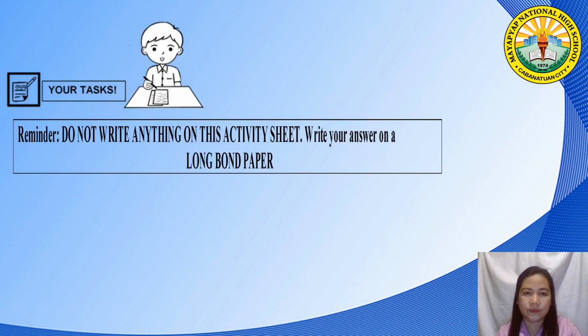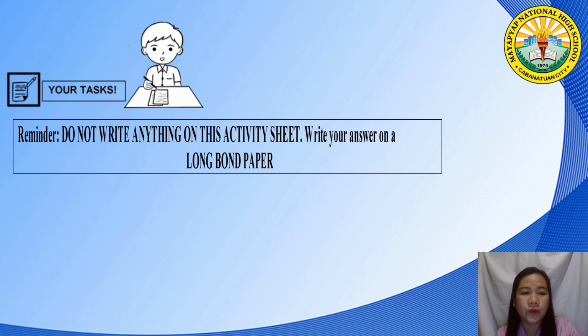18,600. At this point, turn your activity sheets to the enrichment part. But a reminder, before you proceed answering, do not write anything on this activity sheet. You may write your answer on a separate long bond paper.